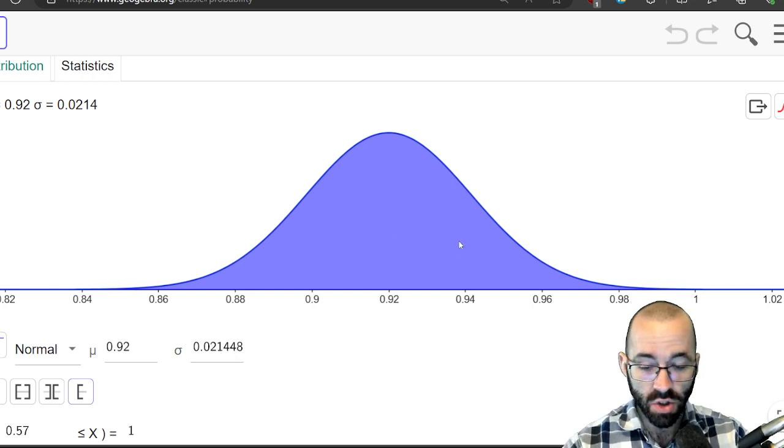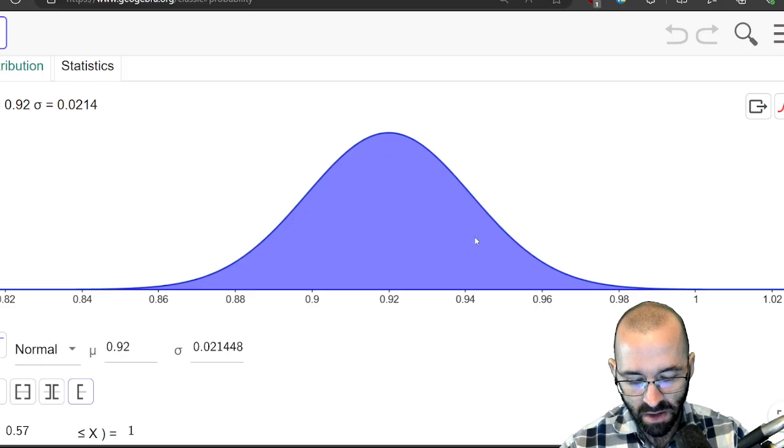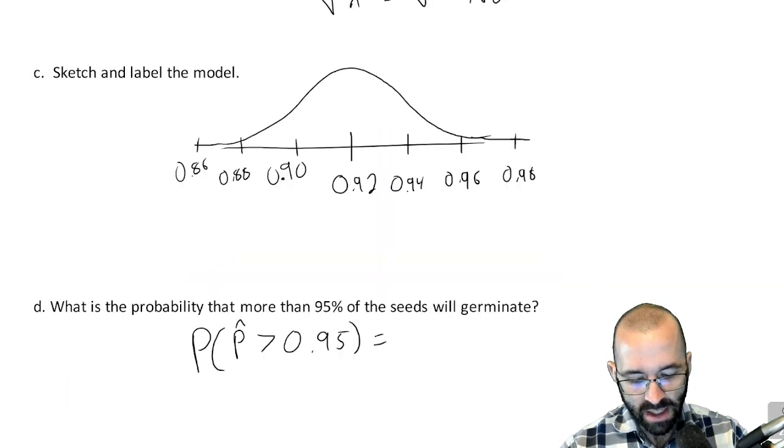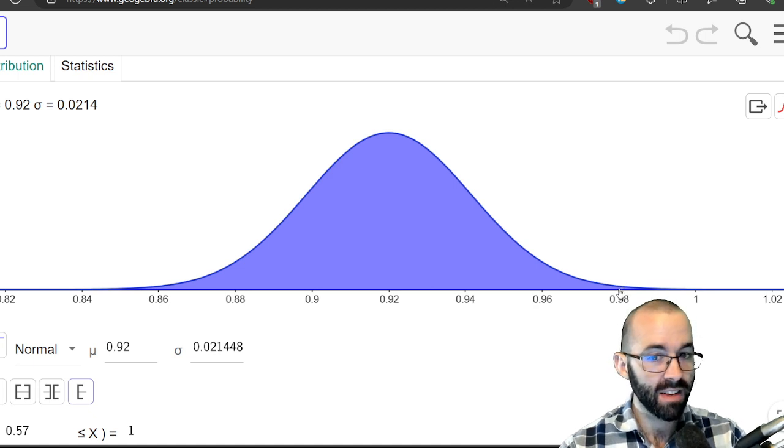And again, this picture should look like the picture that we drew. 92 is in the middle. 98's 3 standard deviations. It's pretty rare. Yeah, 98 is pretty rare.